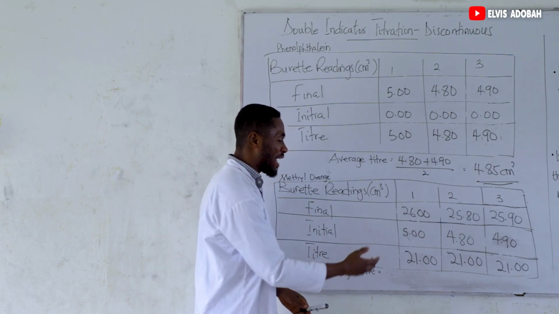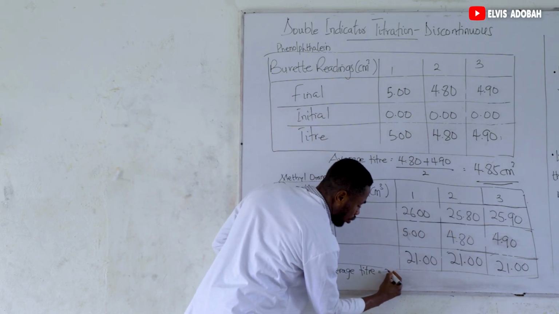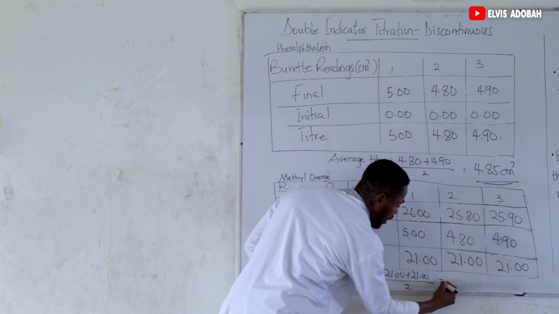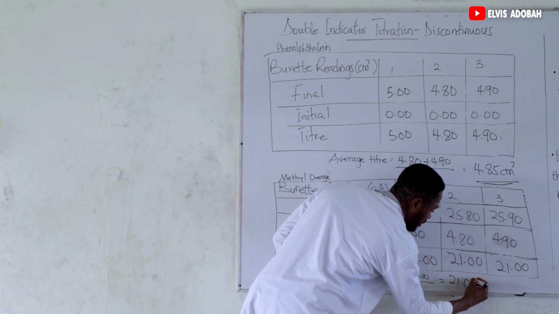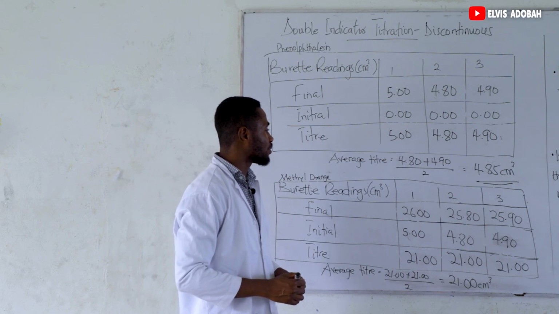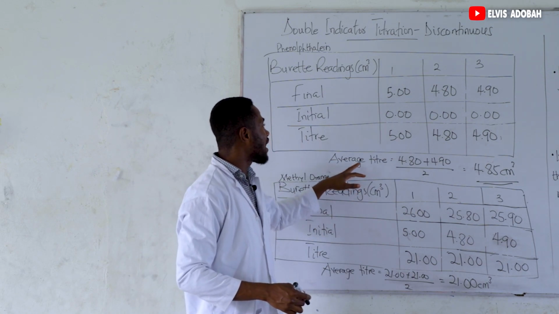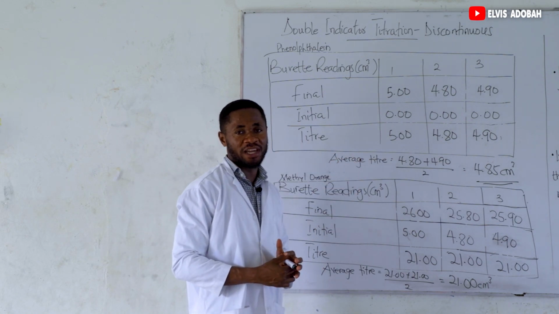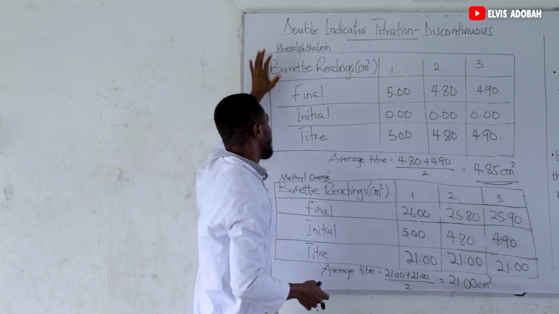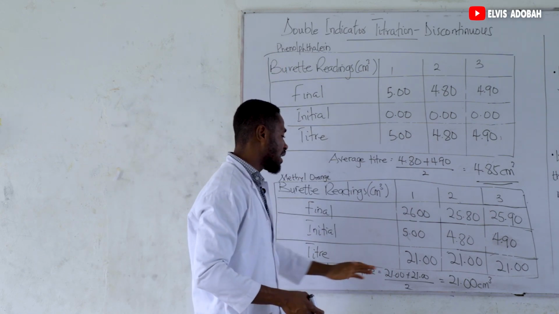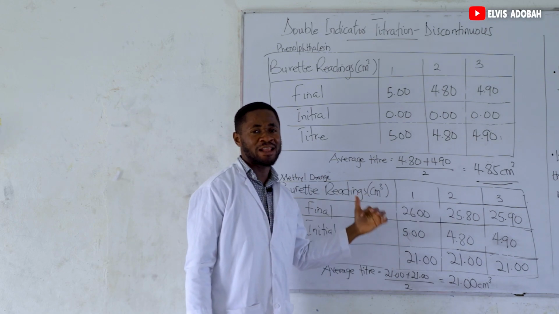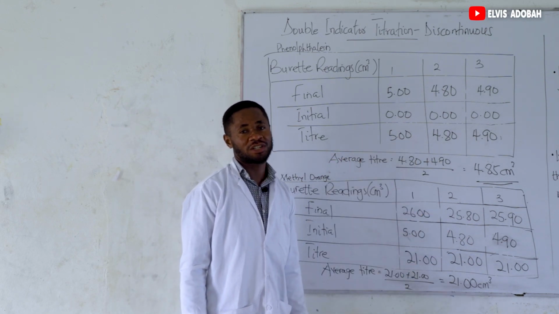In the second titration, realize all the values are the same. So 21.00 plus 21.00 all over 2, and that gives us 21.00 centimeters cube. So these are the average titers for the individual titrations. The 4.85 centimeters cube is for the phenolphthalein titration. Then the 21.00 centimeters cube is for the methyl orange titration.